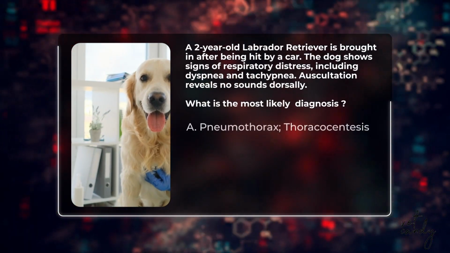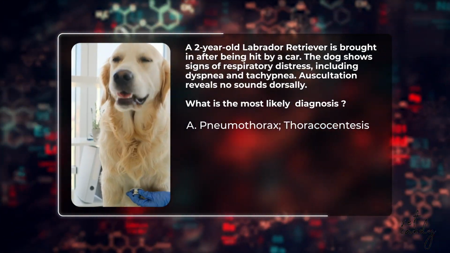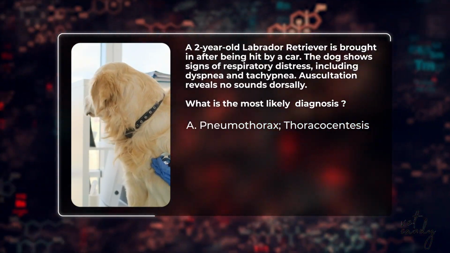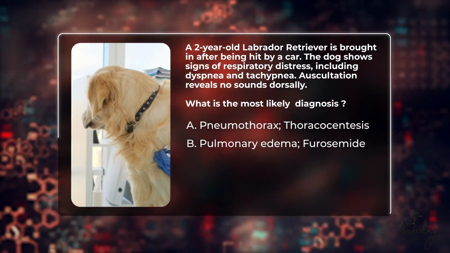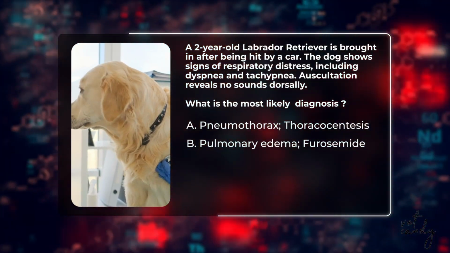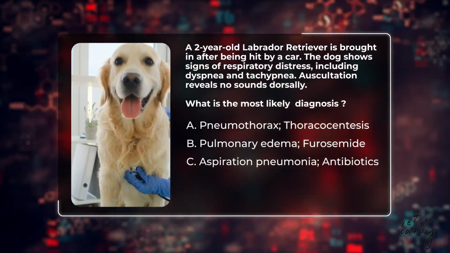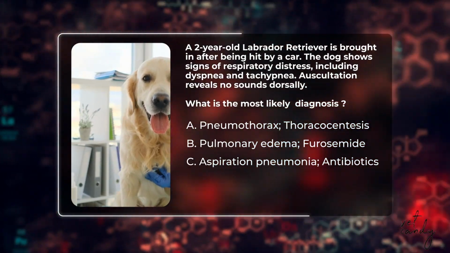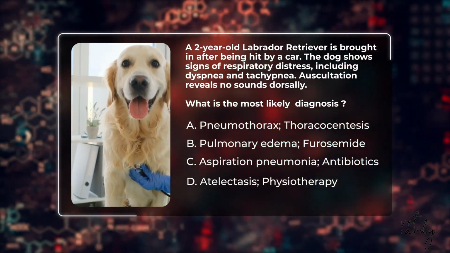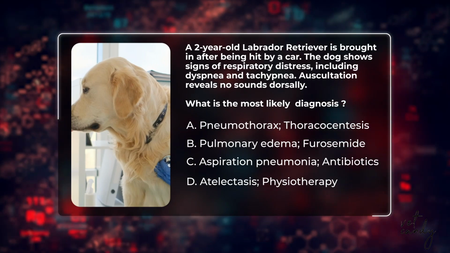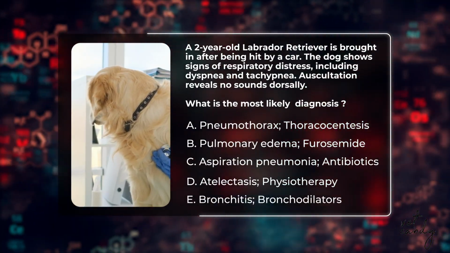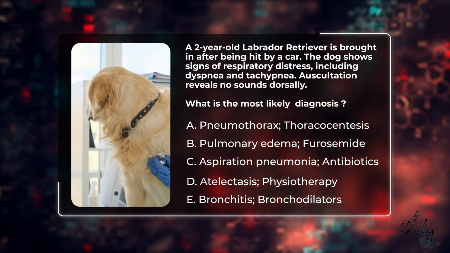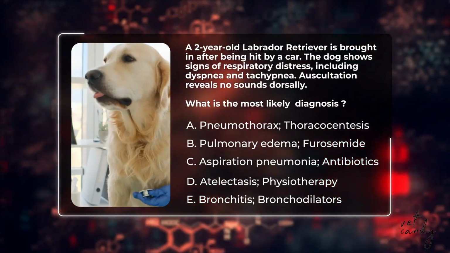Is it A, pneumothorax and thoracocentesis, B, pulmonary edema and furosemide, C, aspiration pneumonia and antibiotics, D, atelectasis and physiotherapy, or E, bronchitis and bronchodilators? Take a moment now to think about what answer you'd like to choose and put it in the chat box below.